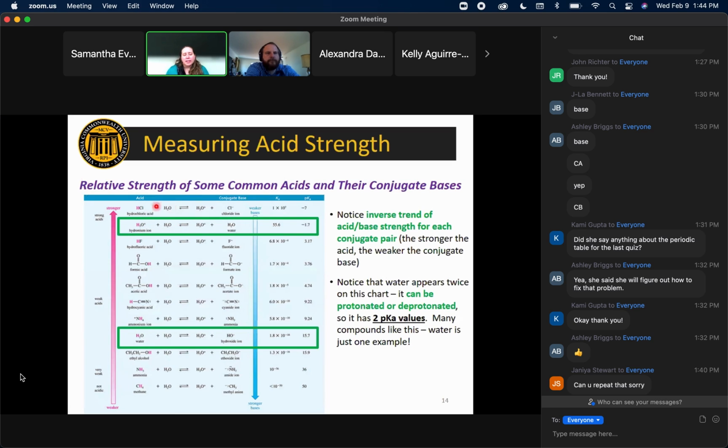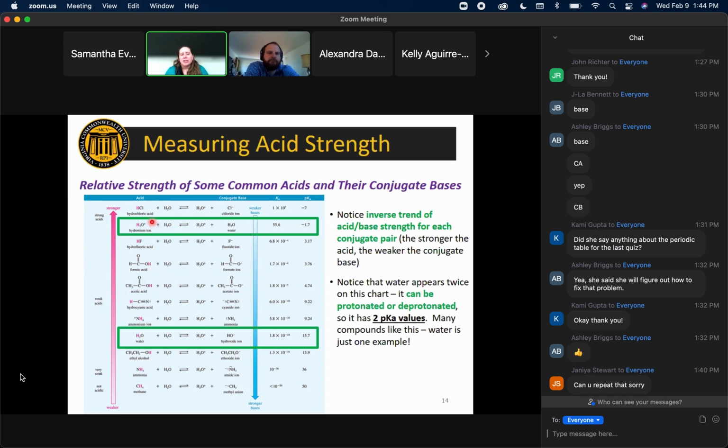By convention, we're writing this in the direction that H3O plus is the acid that we're asking about. So the pKa of H3O plus is negative 1.7. That's actually a stronger acid. H3O plus is a stronger acid than HF, or hydrofluoric acid.